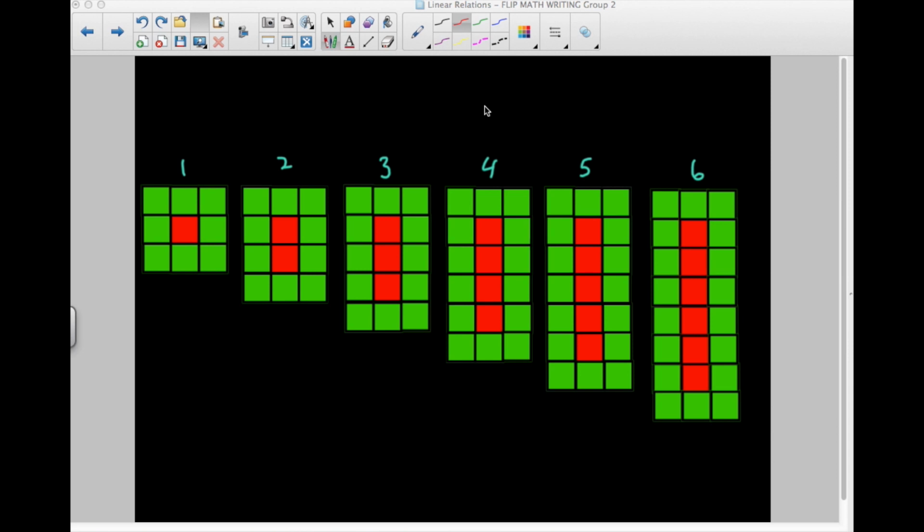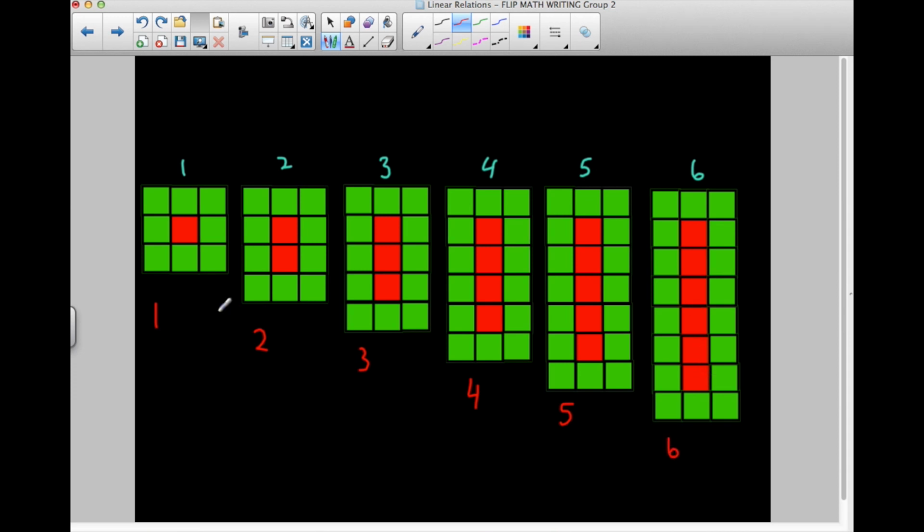So let's go ahead and count the number of red blocks in each shape. In our first shape, we have one red block. That's easy. In our second shape, we have 2 red blocks. In our third shape, we have 3 red blocks. In our fourth shape, 1, 2, 3, 4. I'm starting to see a pattern. Shape 4 has 4 red blocks. I wonder if that means anything. Shape 5 has 1, 2, 3, 4, 5 red blocks. And shape 6 has 1, 2, 3, 4, 5, 6.